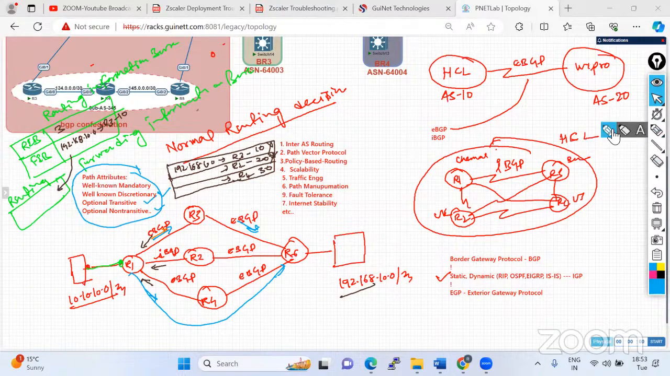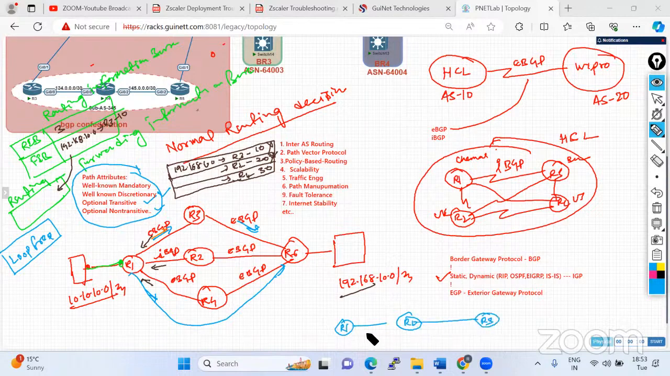Also, one of the most important things: BGP is completely loop free. Why loop free? Whenever you talk about any communication, let's suppose we have a scenario. This is R1 and this is R2, and this is R1 and this is R3. As we know, BGP uses the AS number. So let's suppose this one has AS 10, this has 20, and this has 10.